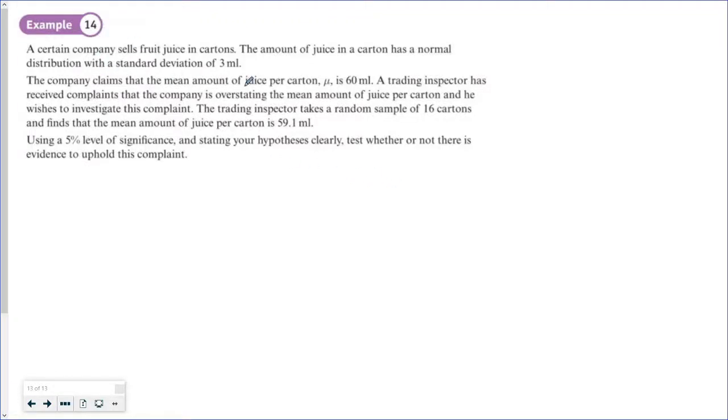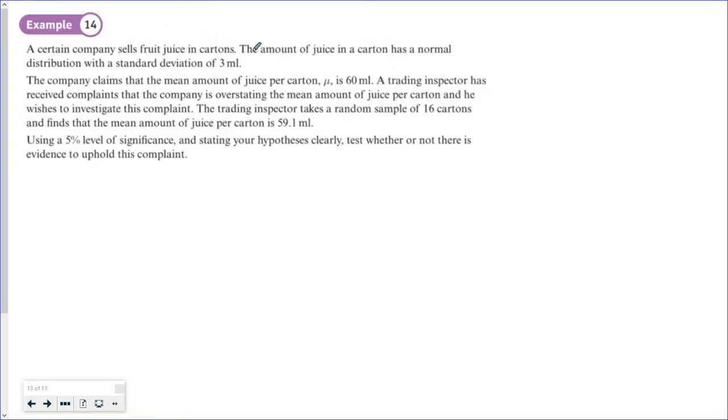So the aim of this final section is all about drawing conclusions about the mean of a normal distribution using data collected from a real life situation. So we're basically doing a hypothesis test with the mean of a normal distribution. So let's look at this specific example then.